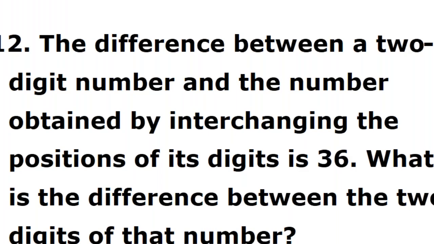So listen, what they have given here, let us assume the two-digit number is xy. So the two-digit number is xy, and after interchanging the two digits of the number, it becomes yx. So xy is the original number, and after interchanging the digits it is yx.